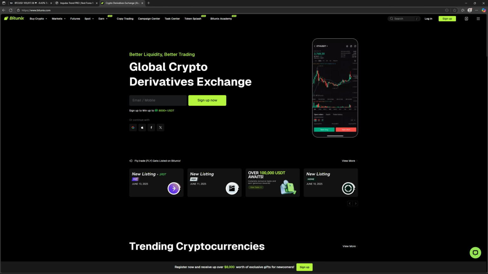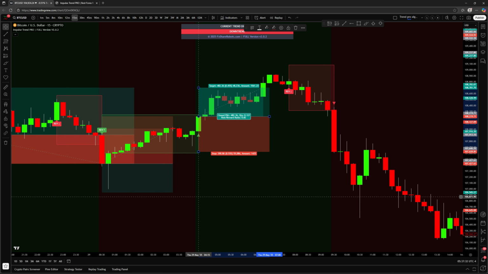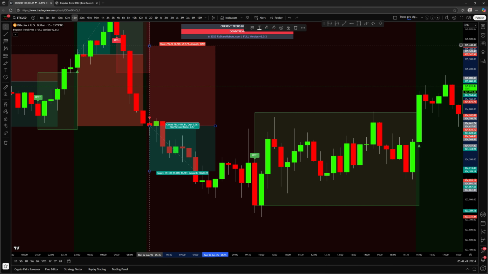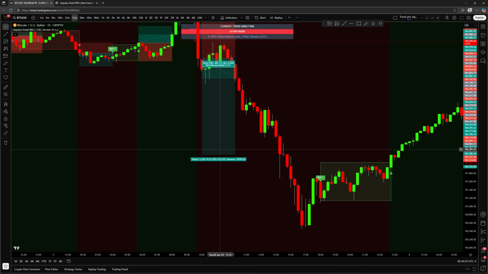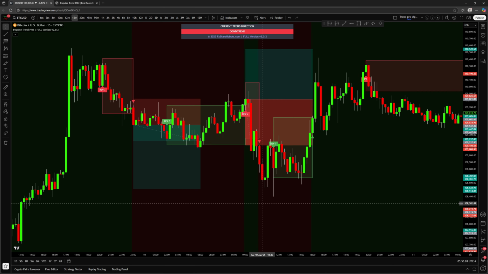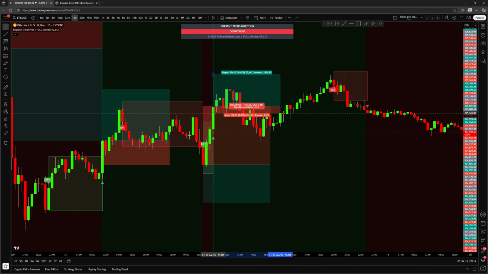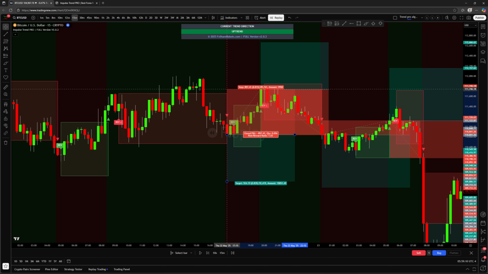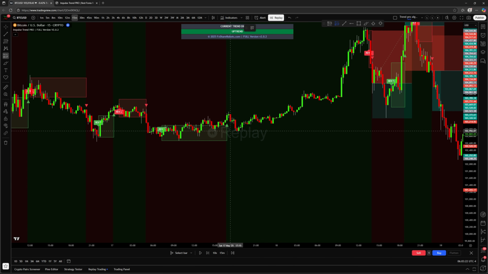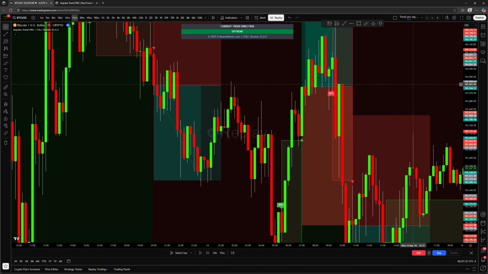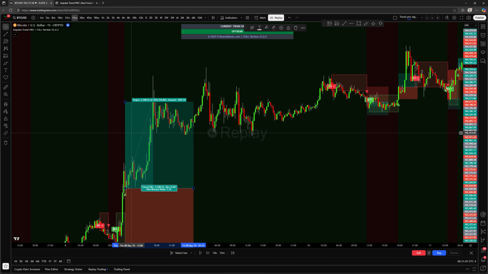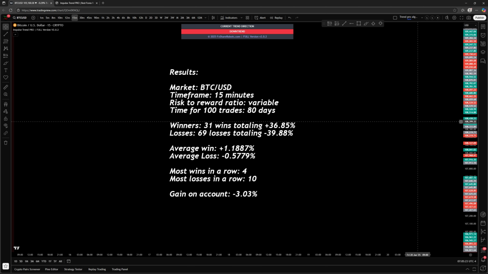Now let's get into the 100 back tests. All right, the results are here. Let's take a look. So this was tested on Bitcoin US dollar 15-minute time frame using a variable risk to reward ratio, which is the one they specified to use.